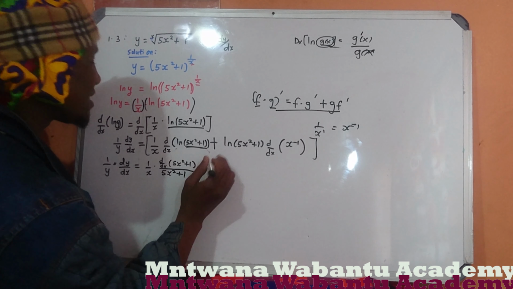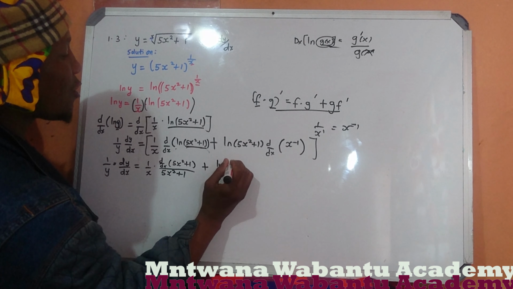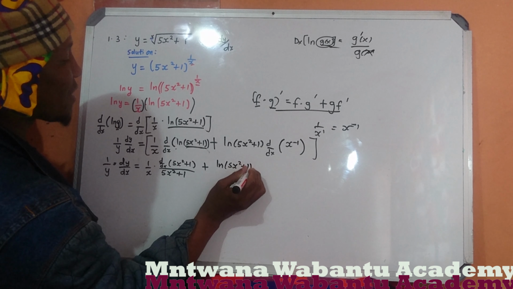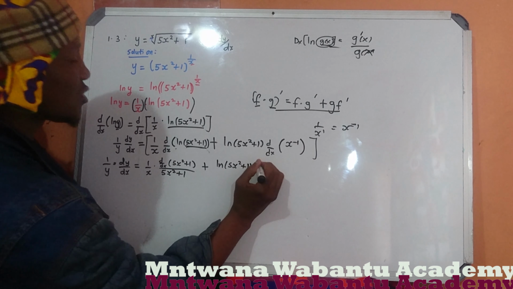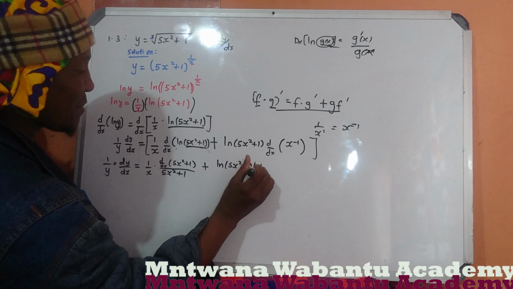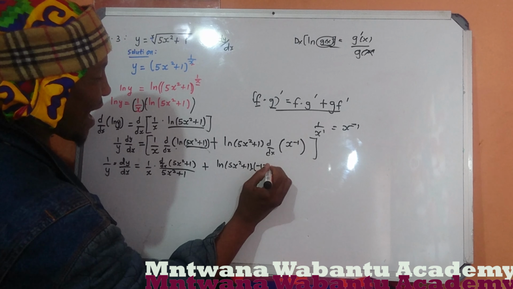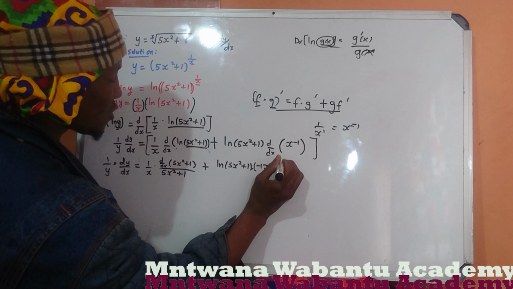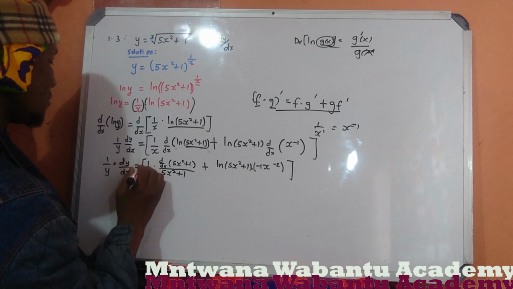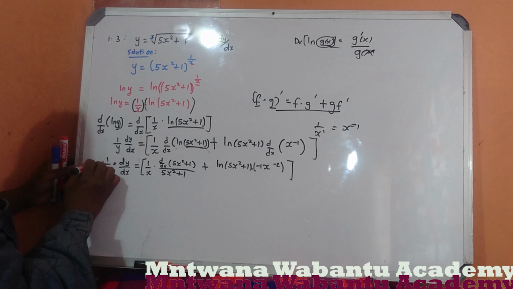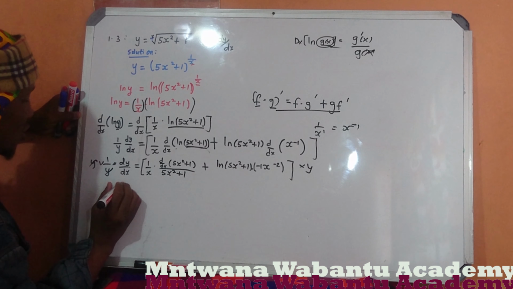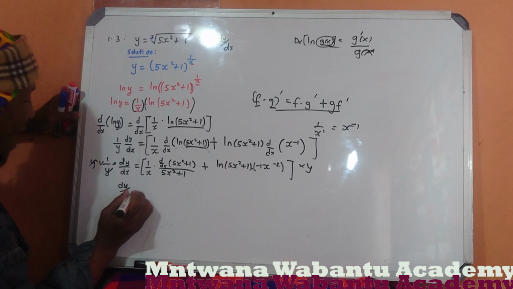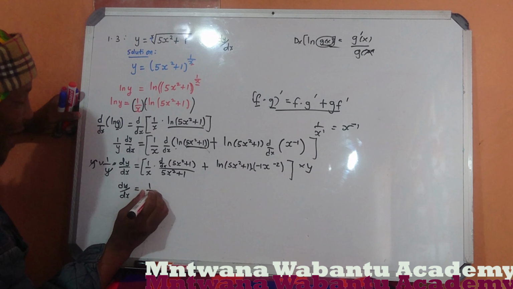And then we say plus, now we come here, this is constant now, ln of 5x squared plus 1, and then when you differentiate this, negative is going to come back, it's going to be negative 1, here there's a multiplication, excuse me, negative 1, then we have x, negative 1 minus 1 is going to be negative 2. Okay, so multiply by y throughout. So now these are constants, so dy dx equal to 1 over x.